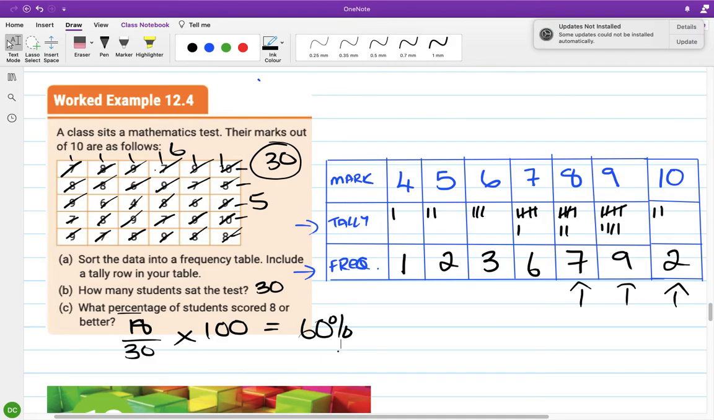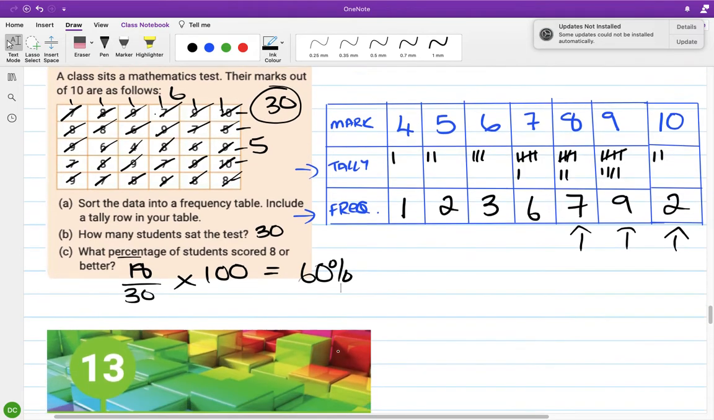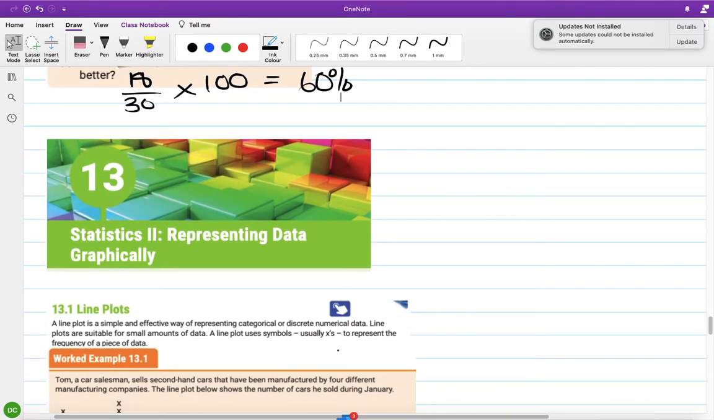Alright, so that's a frequency table. That's how you do it. The tally row actually gets marks. So even if you're thinking, oh God, the effort of that, tough, you have to do it, it gets marks. Okay? So yeah, that's a frequency table. Now, I'll give you one of them to do for homework, but I'm going to keep going. So that's actually chapter 12 finished.